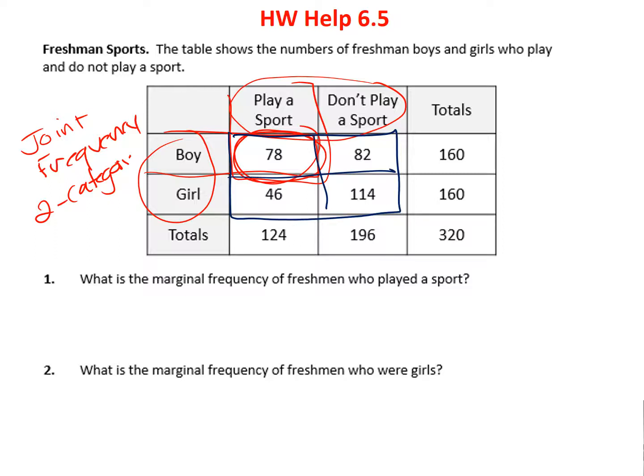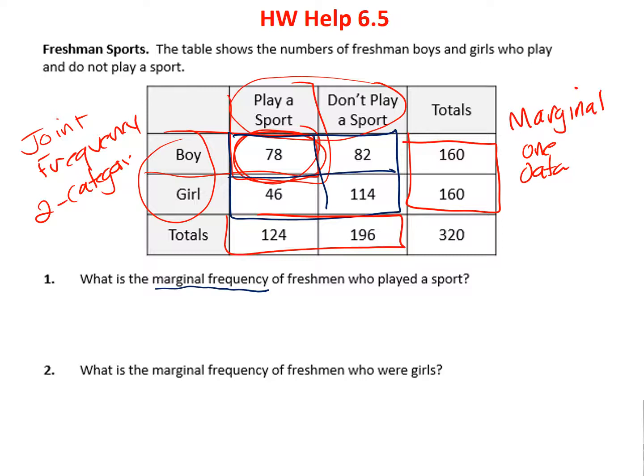When we go to our homework, though, it asks for our marginal. Now, marginal frequency, two ways to think about this. One way is to think about the margins. They're the numbers in the margins of my total, and they only represent one data item. So marginal means I'm just looking at one data item. When they say, what's the marginal frequency of freshmen who play a sport, all I'm interested in is who plays a sport? 124. So there's 124 students, boys and girls, who play a sport.